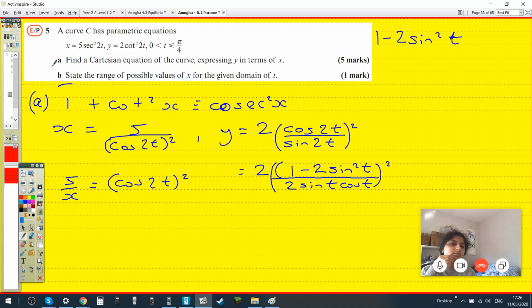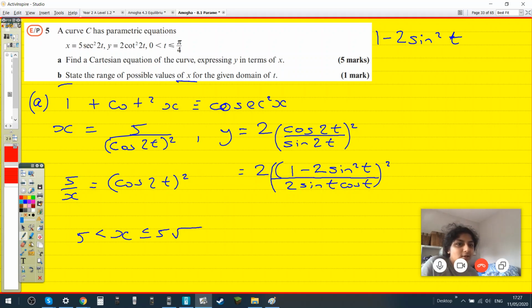Let's try part B. Range of possible values of x for the given domain of t. That would be 5 to 5 root 2. So in between 5 and 5 root 2. Wait, this is the y one, right? No, in terms of x. No, wait, it says the range of x. Yeah, it's x. So 5 to 5 root 2.